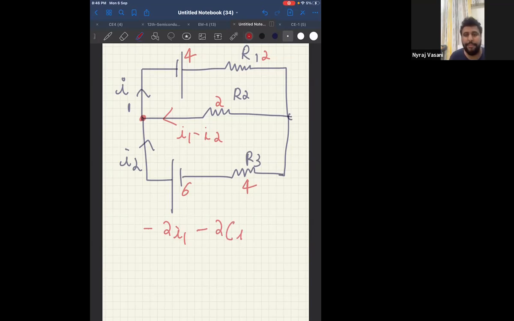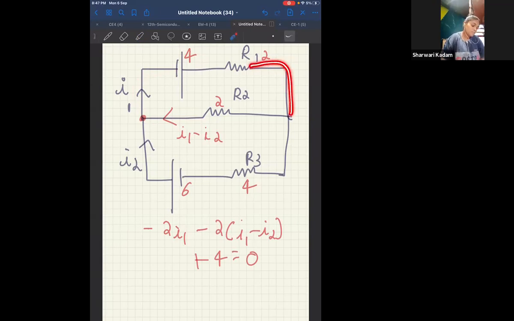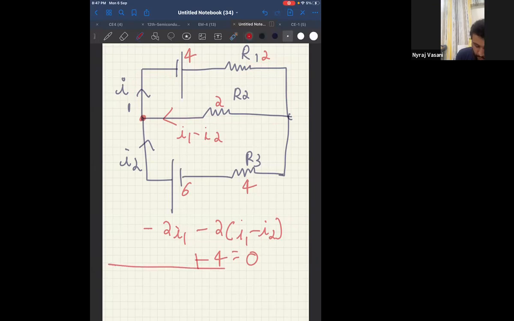You want me to label A, B, C, D, E, or we can go directly? Yes. Minus 2I1 minus 2I1 minus I2 plus 4 equal to 0. Everyone getting this as your first equation? Okay, now apply the same KVL to loop 2.